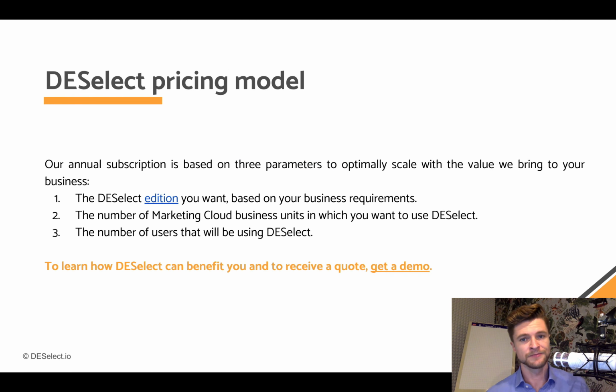Talking about pricing, just to give you an idea of our pricing model, our annual subscription is based on 3 parameters to optimally scale with the value that we can bring. So the first one is the edition. You can just check that out for yourself online. It's DESelect.io/pricing, where you can find different editions, the prices, a high-level description of the features. This is the most important criteria because this is dependent on your business requirements.